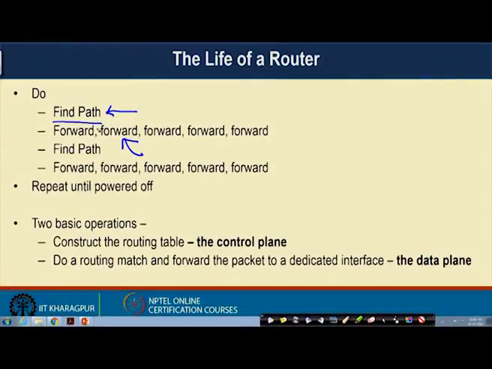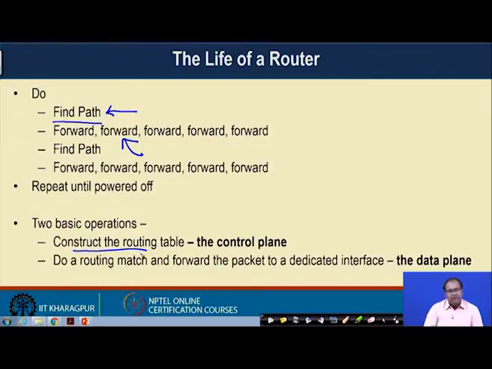So, accordingly, we have these two basic operations: construction of the routing table, that is finding out a path. This part of the router we call the control plane of the router, which controls the entire forwarding mechanism. Then doing a routing match and forwarding the packet to a dedicated interface, that part we call the data plane of the router. So, the control plane takes care of finding a path, and the data plane takes care of making a match with the routing table and then forwarding a packet to an interface which will transfer the packet to the next hop.